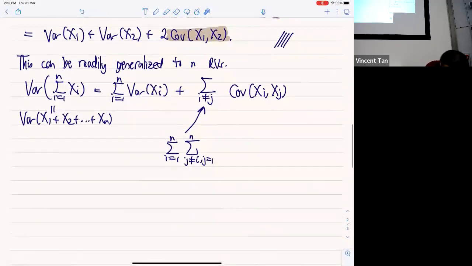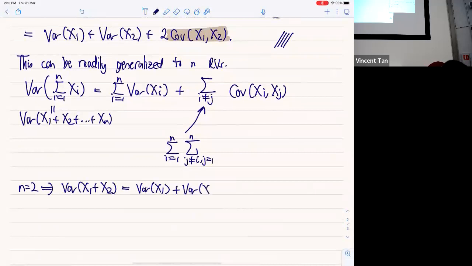Right. So let's verify that this is the case for n equals 2. When n is equal to 2, the left-hand side becomes the variance of x1 plus x2. And on the right-hand side, we have the variance of the solo terms. And then we have the cross terms. So we are going to run over 1, 2.